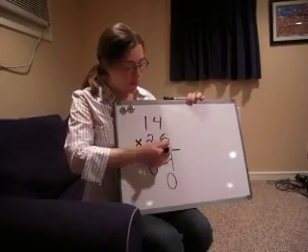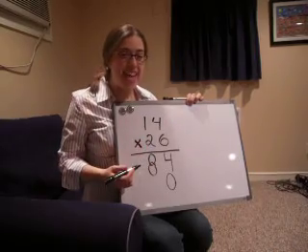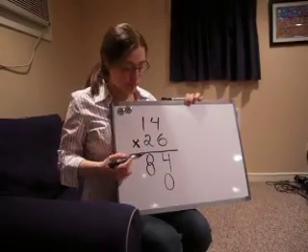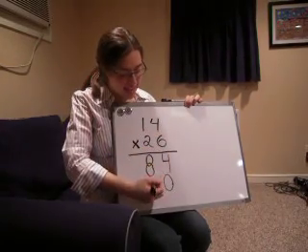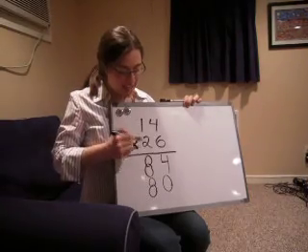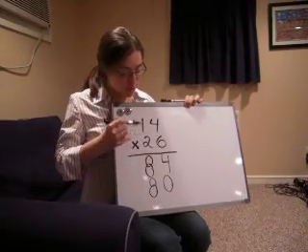So now, instead of the ones digit, we start with the tens digit that's in the bottom. And we do the tens place times the ones place. 2 times 4 is 8. And then the tens place times the tens place. 2 times 1 is 2.